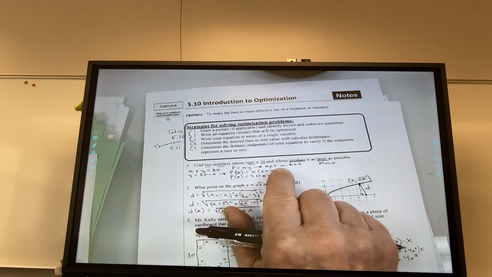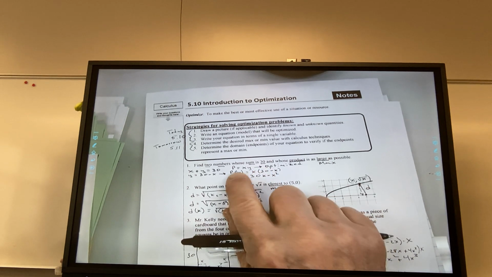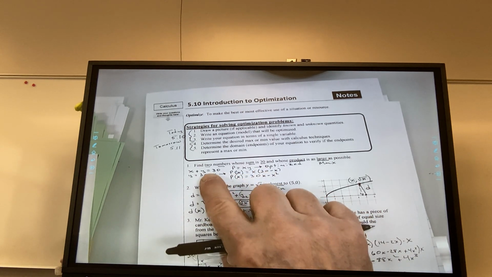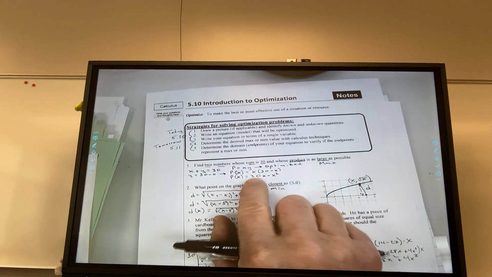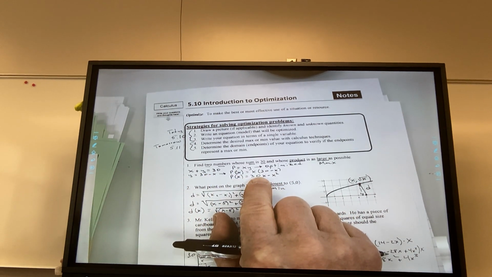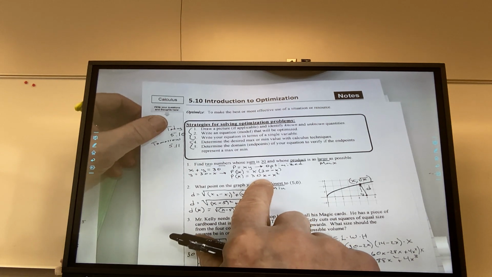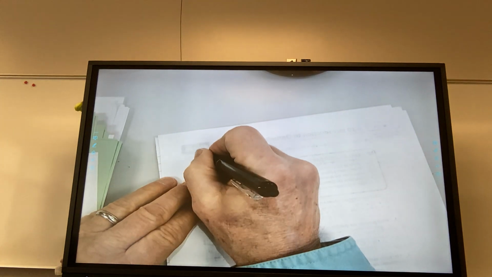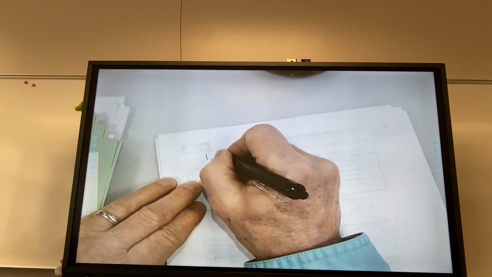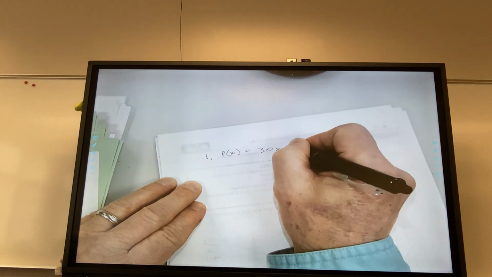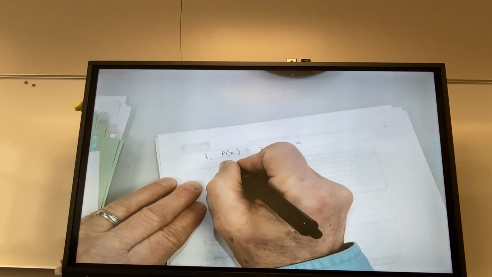So we said P was equal to the product. This is what we want to optimize. And then we said, well, P of X would be X times, replace Y with 30 minus X. And then we got this. This should be the notes I gave you on Friday. Everybody okay with that? And so this is what I'm going to take the derivative of. So over here, here's number 1. I have P of X is equal to 30x minus x squared. I take the derivative of that.